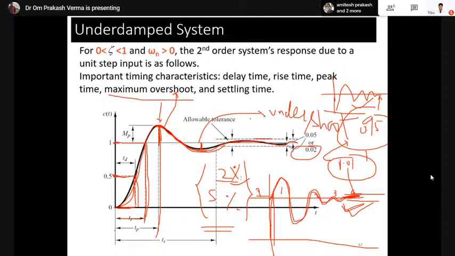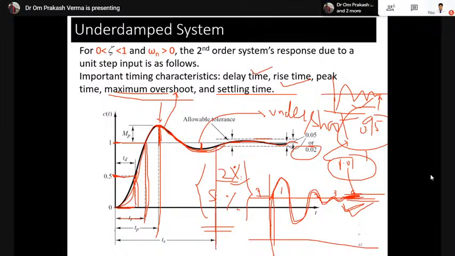Okay, so till now we have seen the delay time, the rise time, the peak time, the maximum overshoot, and the settling time. Now, what is the settling time? When we define the settling time, it means that after the third or fourth cycle, you are visualizing that the curve is going to settle. So the time taken to reach this value is defined as the settling time.